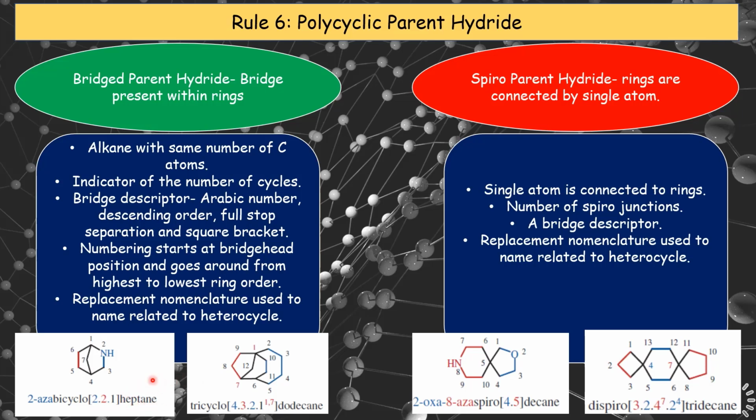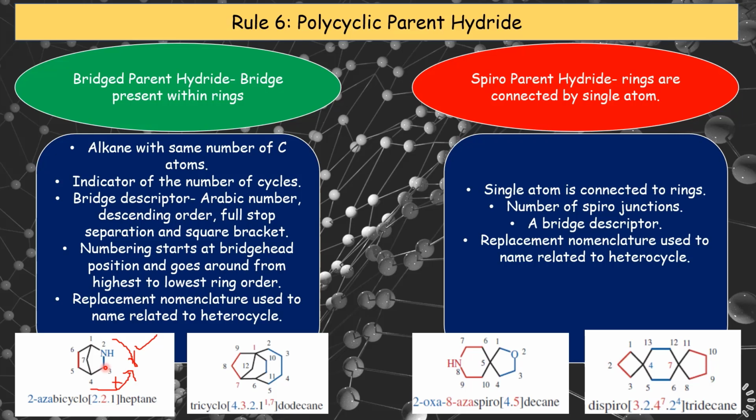So we have to check, as we know, that the numbering will start from the bridgehead position. So here this is the bridgehead position. You can see, identify the heteroatom, and we have to prioritize that to give the minimal numbering position. In this way only we are going to get the minimum number, that is 2. That's why we have started the numbering from this position.